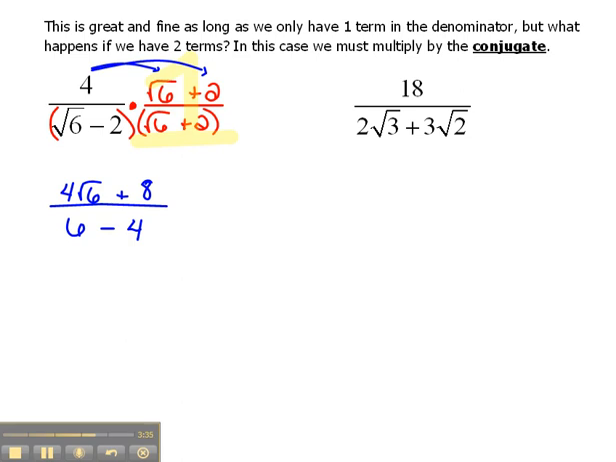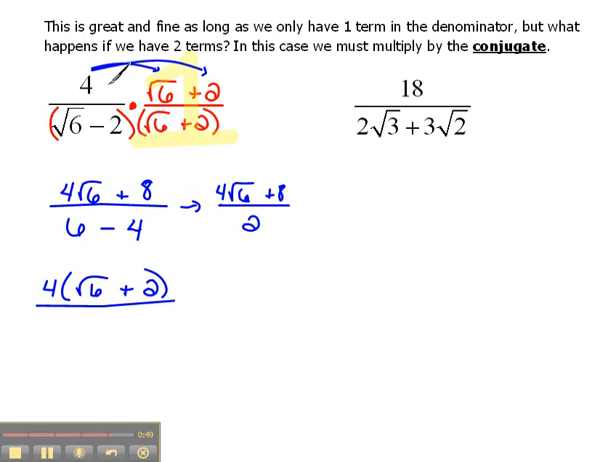Okay, now, we still need to clean this up, though. This would be 4 square roots of 6 plus 8 over 6 minus 4, which would be 2. Now, do you notice that we could do some simplifying still? We absolutely can, but you cannot cancel amongst terms. So you can't say 2 goes into 4 2 times and just leave it. You need to factor out the numerator first. So in the numerator, we have 4 times the square root of 6 plus 2. In the denominator, we have a 2.